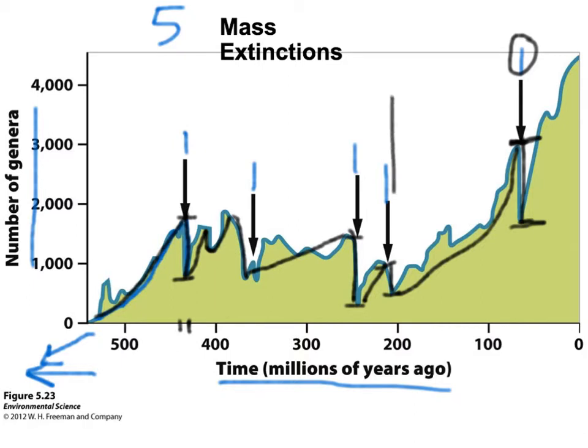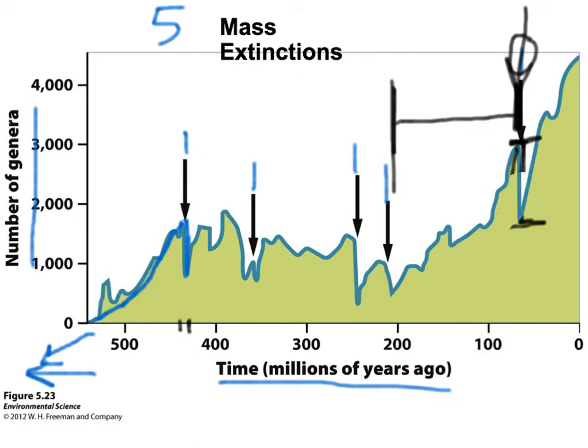This time between 230 million years ago and I think it's like 60 million years ago is when the dinosaurs were roaming the Earth. And then there was a mass extinction event right here, our 5th mass extinction event, and that's when the dinosaurs went extinct. So this graph is a very important graph to understand these mass extinction events. I'm going to erase some of this so it's a little cleaner.